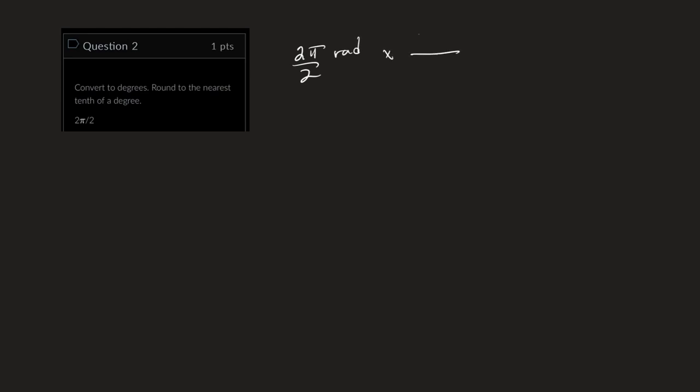So what I want goes on top. So that's 360 degrees on top and 2 pi rads on the bottom. So radians cancel. And the 2 pi's cancel. So 360 divided by 2, that'll be 180 degrees. Okay, sort of a funny question.